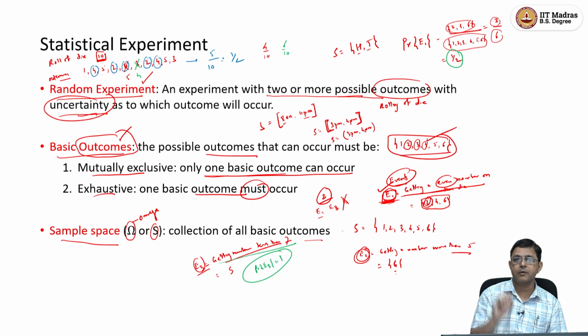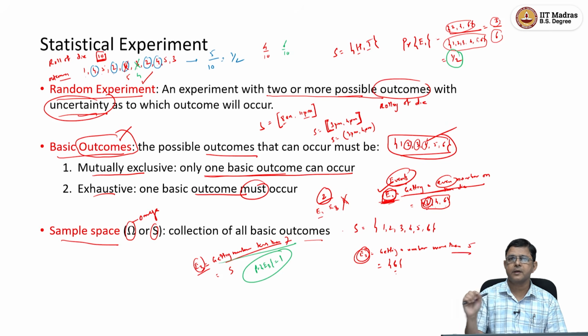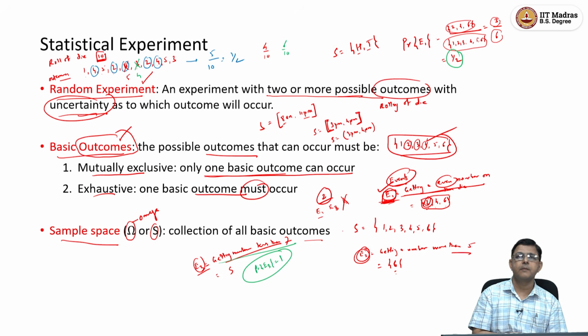When you count individual outcomes, what is the probability of getting a 1? A 2? A 3? A 4? A 5? A 6? Each is 1 by 6. If you add up, it will be 6 by 6 and therefore 1. So, the sum of all probabilities of outcomes will be 1.